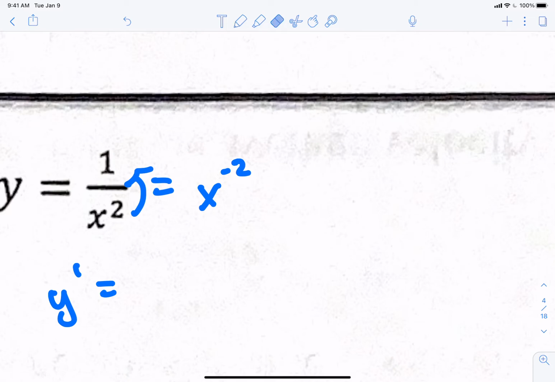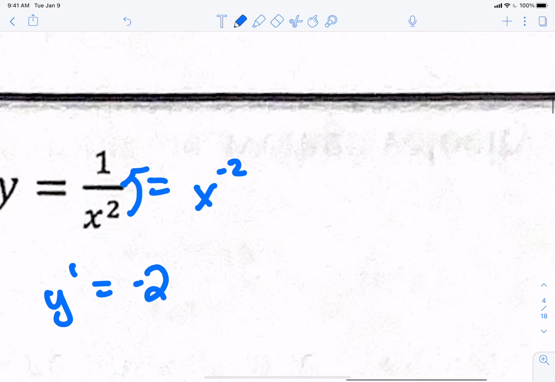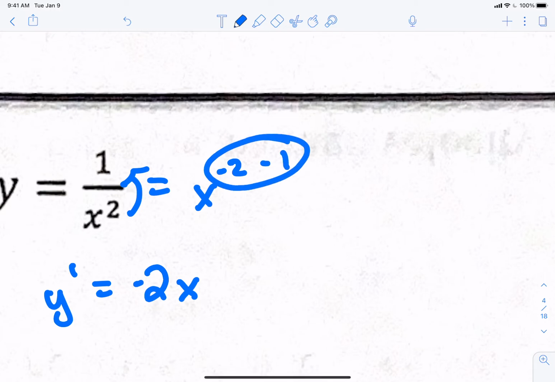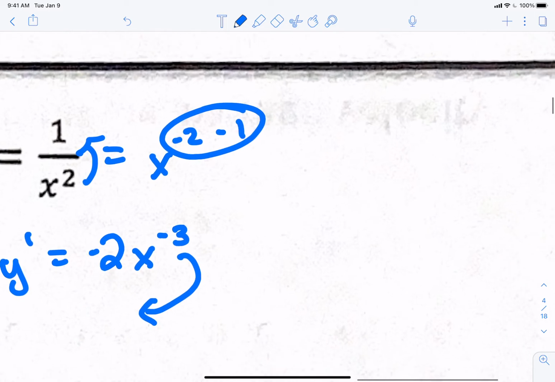Find the derivative: take the 2 down in front. So negative 2x, and I have to subtract 1 from this exponent. So, negative 3. Now to fix it, move it back down to the bottom. So what does it look like? Negative 2 over x.